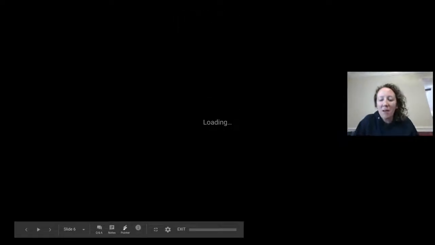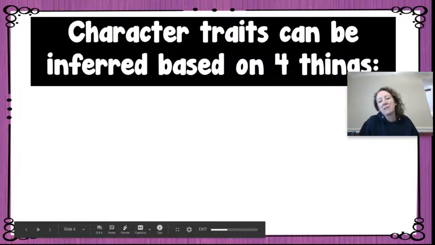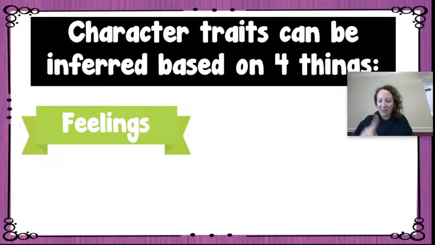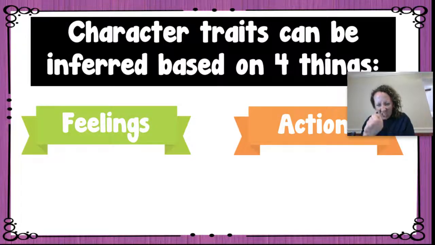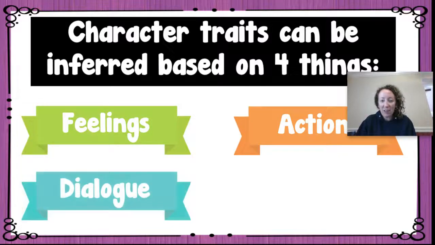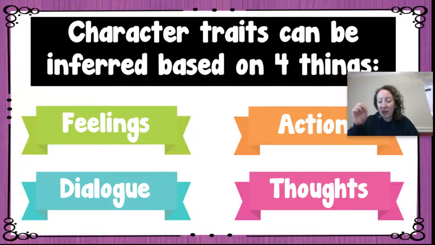Alright, so character traits can be inferred based on four things. First thing, feelings. Second thing, actions. Third thing, dialogue. Fourth thing, thoughts. And that helps me as a reader to remember by doing those hand movements.